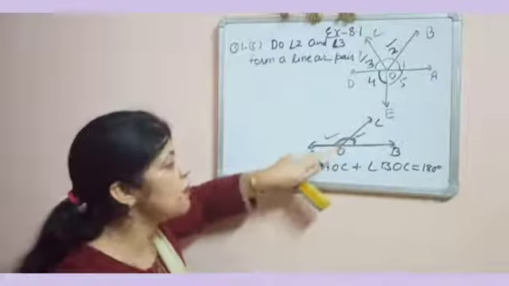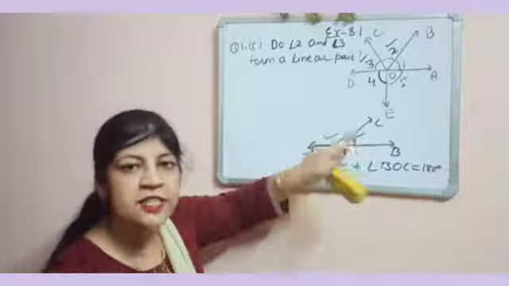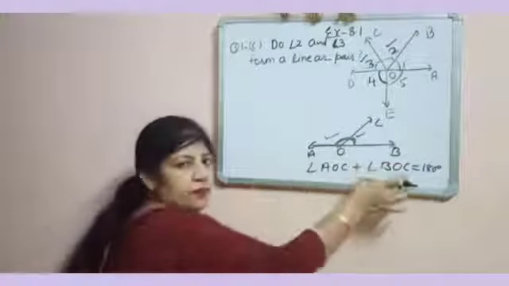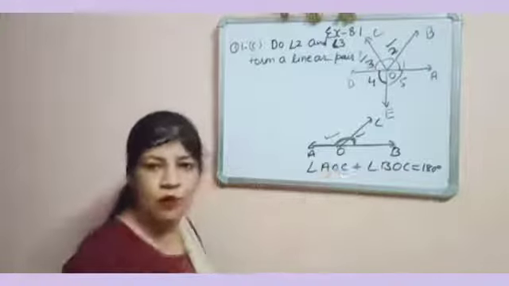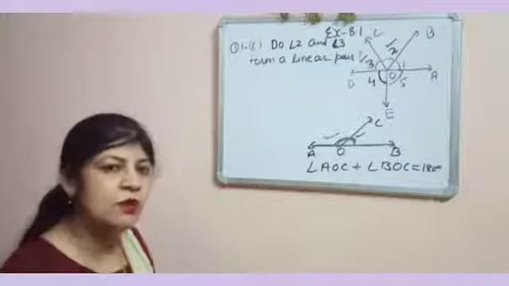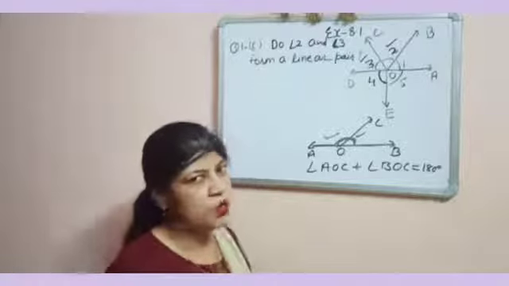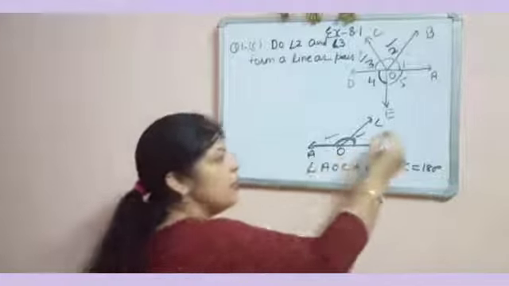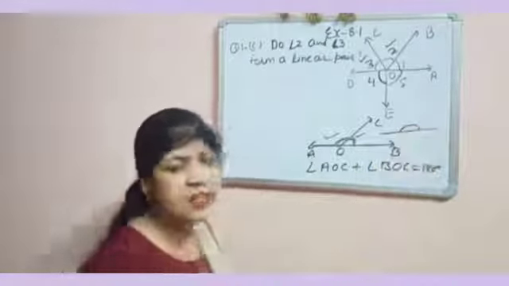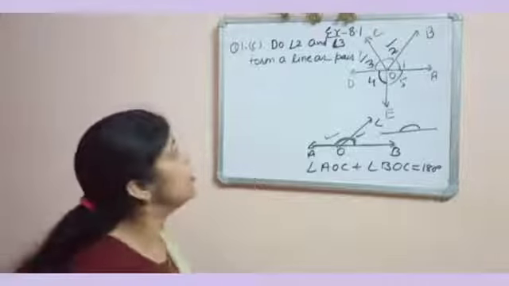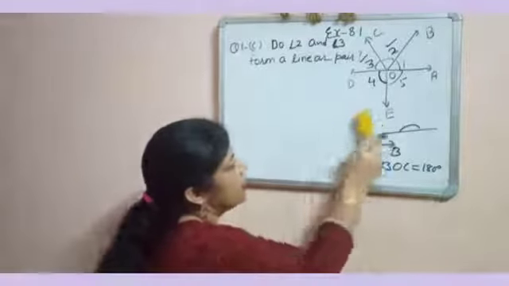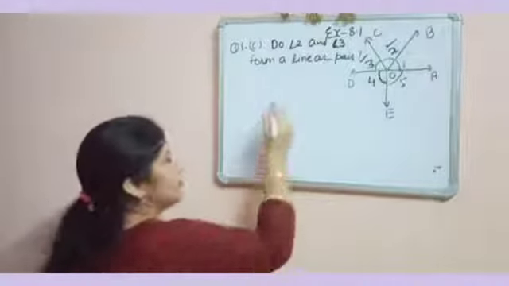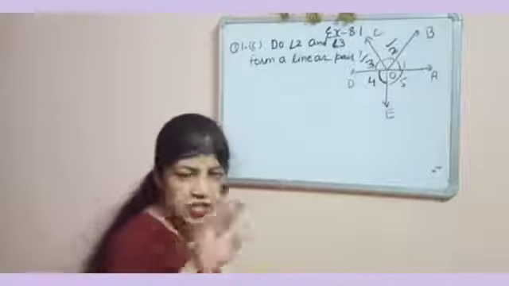If the non-common arms of the adjacent angles form a straight line, those adjacent angles form a linear pair. And the sum of the angles of a linear pair is always 180 degrees because it is a straight line, a straight angle. And you know very well, the straight angle is of 180 degrees. Now we will check whether angle 2 and 3 form a linear pair or not. First check whether they are adjacent or not.